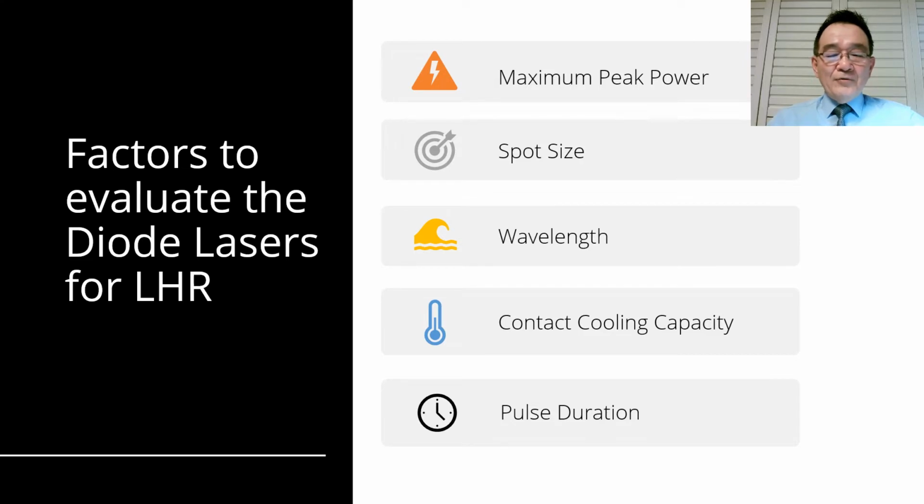These are factors to evaluate the diode lasers for laser hair removal. First one is maximum peak power and spot size, wavelengths, contact cooling capacity, pulse duration. All 5 factors are important.